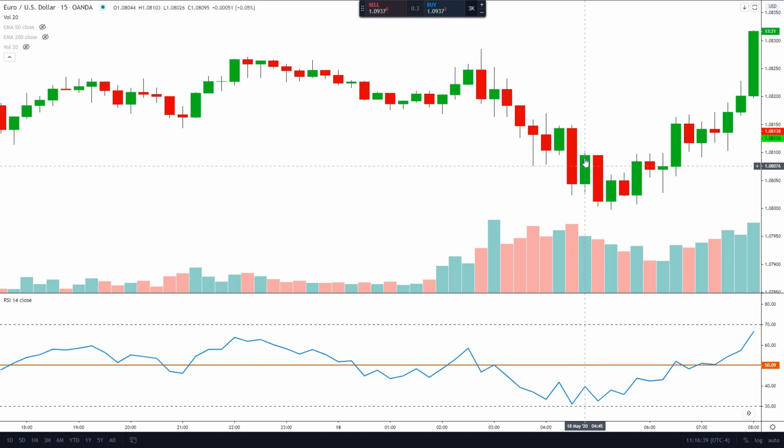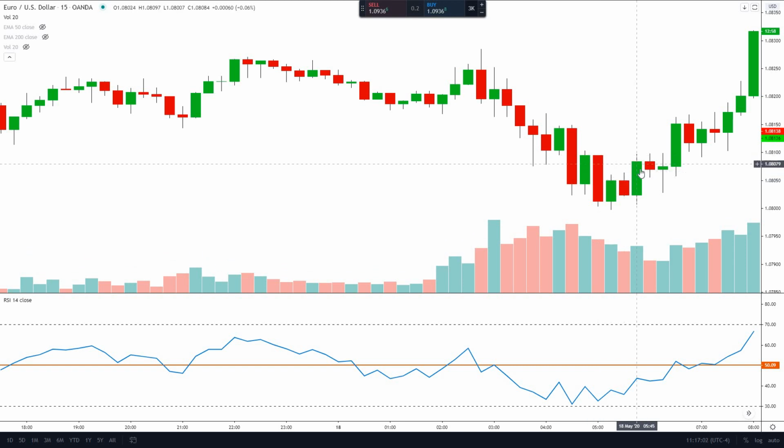So right here is not an engulfing candle because it's not bigger than the previous red candle. Here is not a bullish engulfing candle because it's not bigger than the previous green candle. Here is not a bullish engulfing candle because it is not bigger than this red candle here.